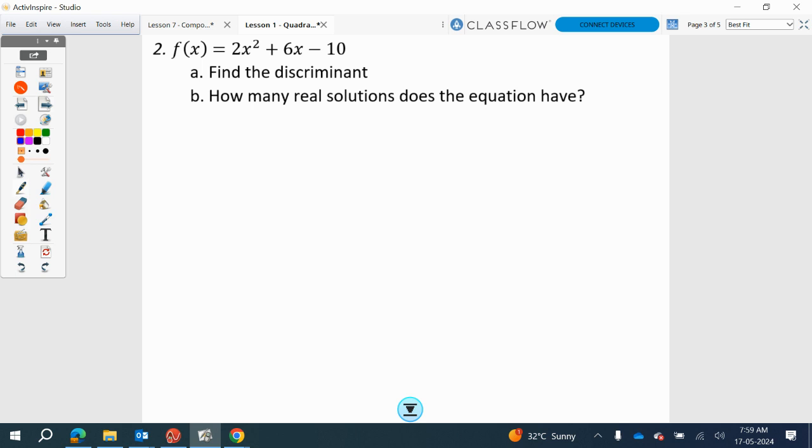The second thing to look at is the discriminant. Does anybody remember what the discriminant is? Well, let's start off with if ax squared plus bx plus c, then it implies that the discriminant is equal to what?